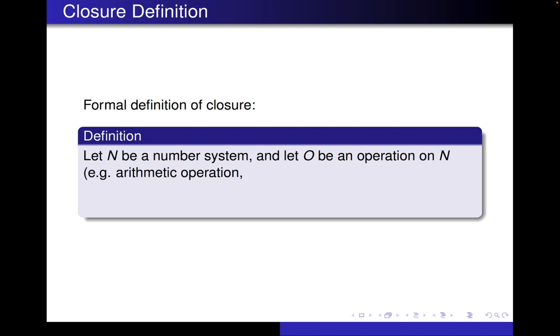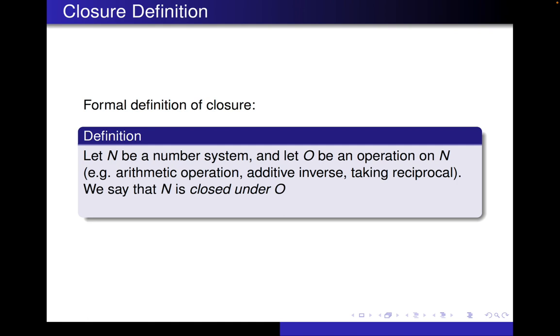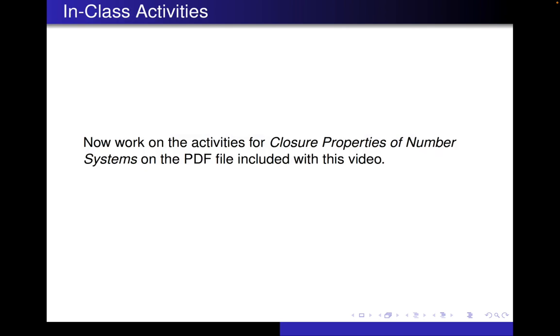As I mentioned, arithmetic counts as an operation, but even things like you have a number and the operation is take its additive inverse, get its negative. Or you have a number, take its reciprocal. Any kind of operation on a number is allowed here. We say that N is closed under that operation O if we can use the operation O on any numbers in N. In other words, if N is your number system, the whole world of numbers that you're looking at, and O is an operation on that, you could always use O no matter what number system and no matter what number in N that you choose.